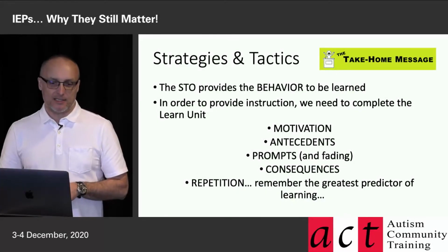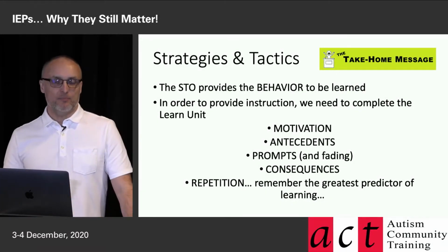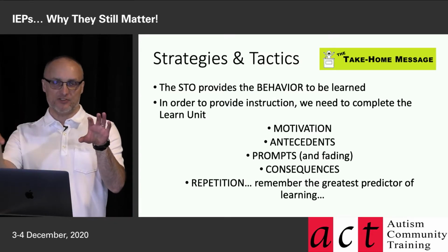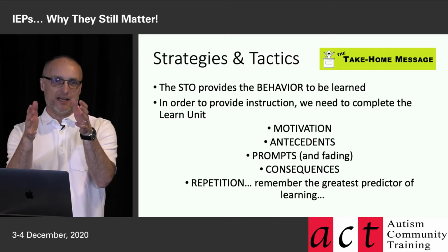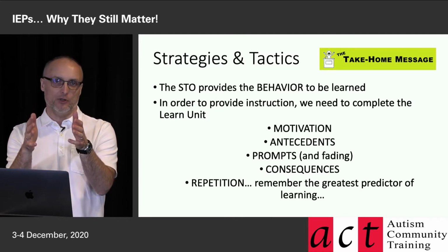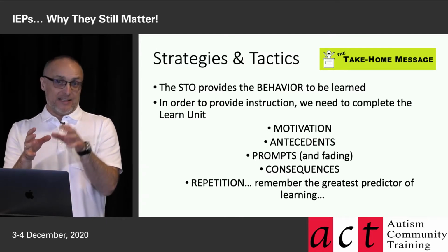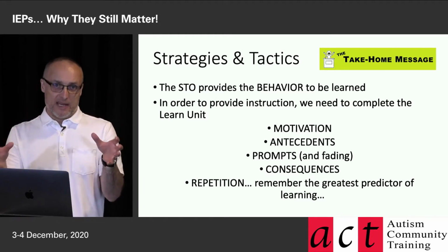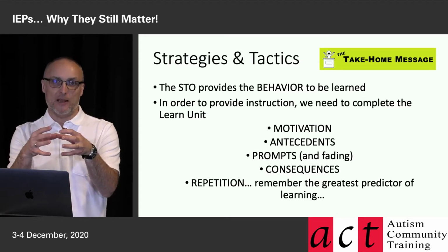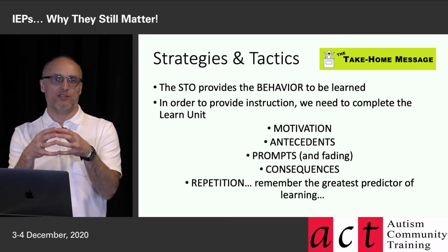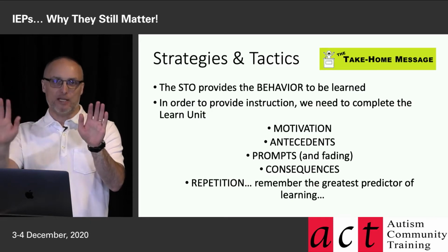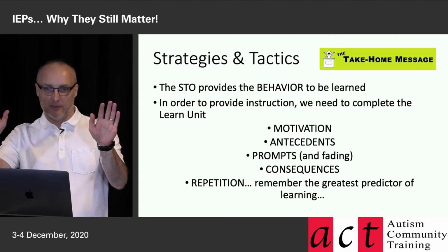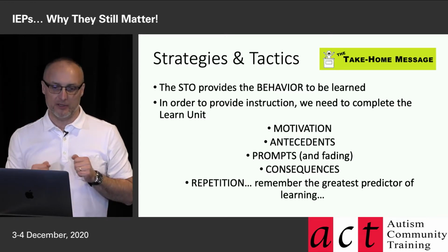So strategies and tactics. The short-term objective gives you the behavior to be learned, right? If you think about antecedent, behavior, consequence, the short-term objective identifies the behavior that we want the student to learn. The tactics are going to identify the antecedent strategies and the consequent strategies, those bookends around behavior, because learning is influenced by what the teacher does. Think of that visual yesterday with the green, yellow, green columns, antecedent, behavior, consequence. Teacher behavior influences the student learning behavior in the middle.